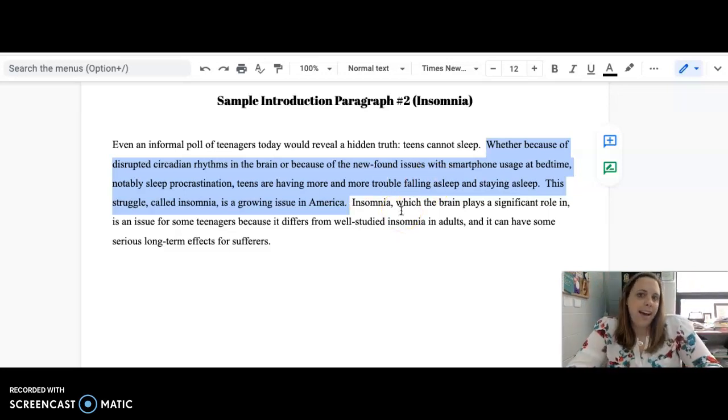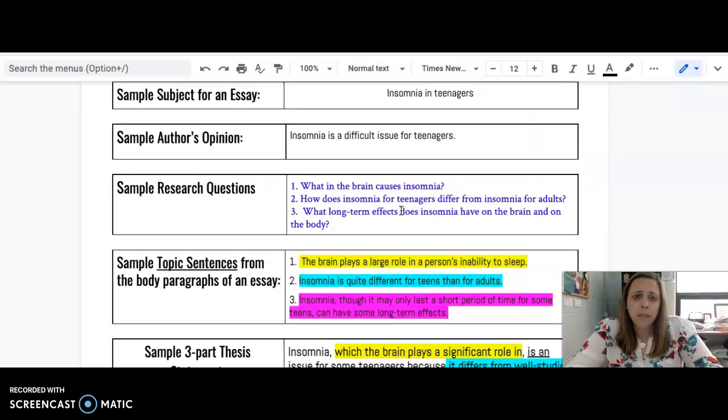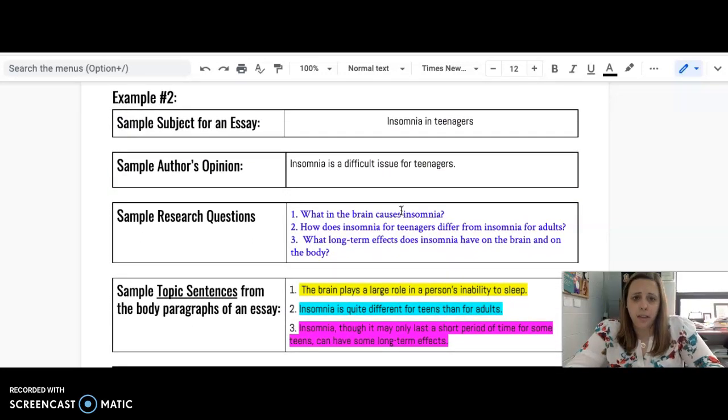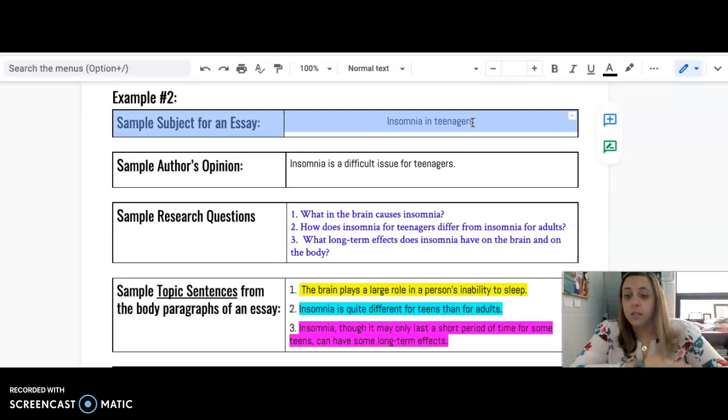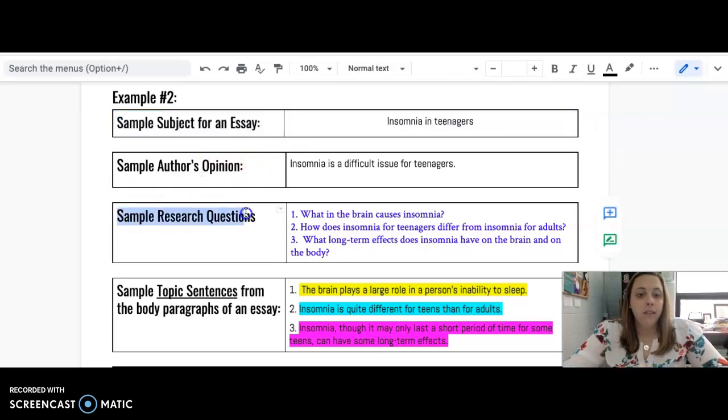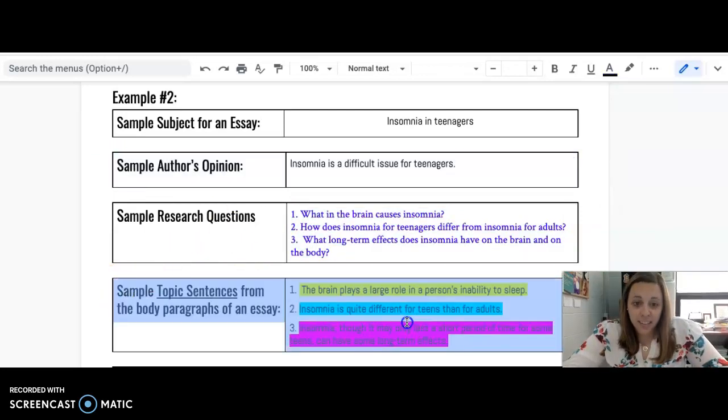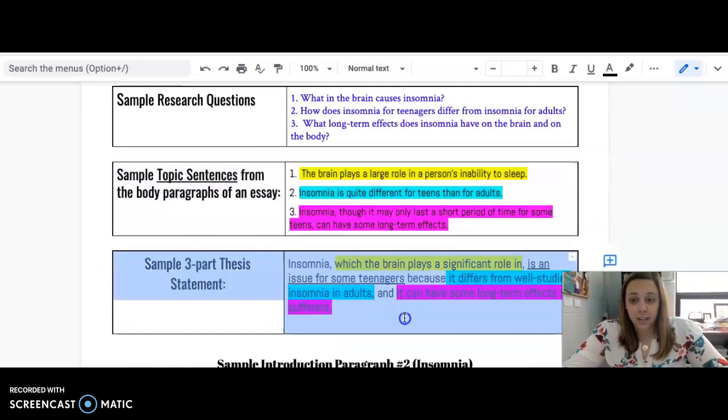So the question is, how did I get here? And I want to show you that I started with this. You all have a couple of these things done already. So you can immediately go here and fill in your topic. My topic, insomnia in teenagers. The other thing I already have done are sample research questions. So these should look familiar. These are the questions that I started with. The work I need to do is here, and then ultimately here in my thesis statement.